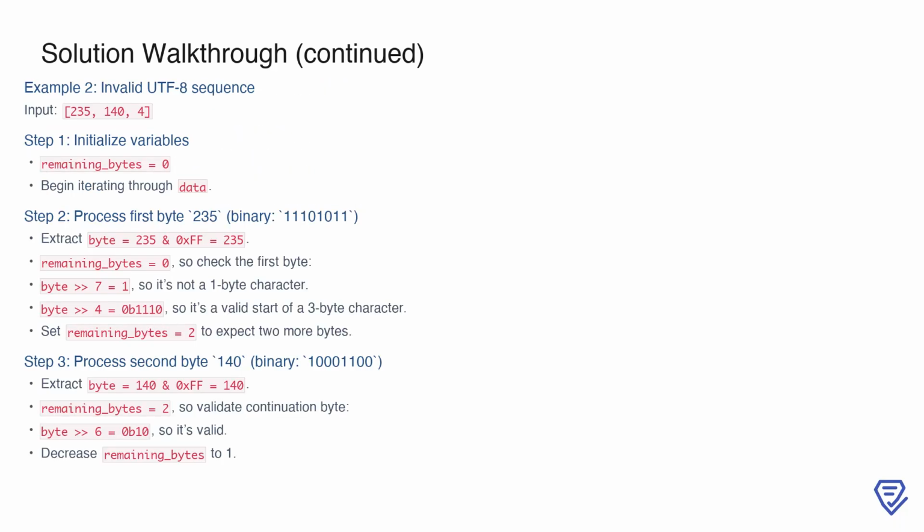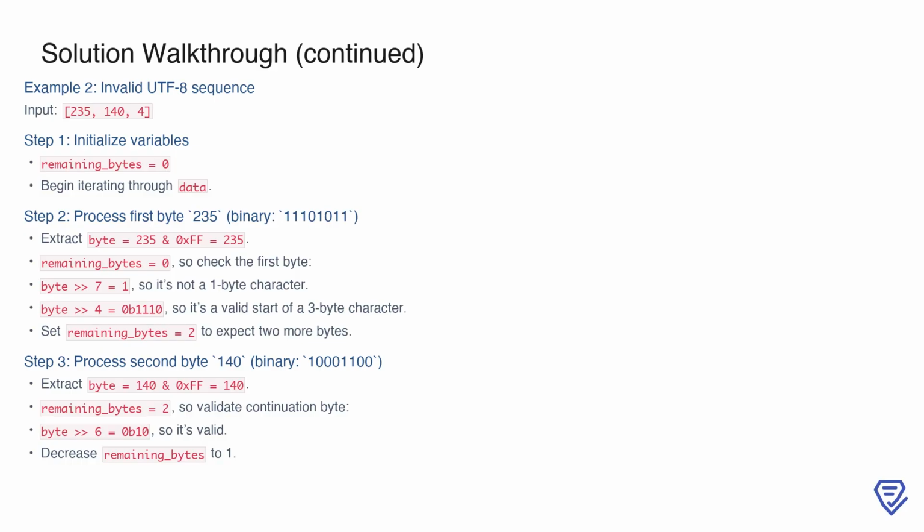Let's analyze the second example with the input 235, 144. We start by initializing remaining bytes to 0 again. The first byte is 235, which in binary is 11101011. Since remaining bytes is 0, we check whether this is the start of a multi-byte sequence. Shifting the byte right by 7 bits results in 1, so it's not a single byte character. Shifting further by 4 bits gives 0b1110, which identifies the start of a valid 3-byte character. We then set remaining bytes to 2, as we expect 2 continuation bytes.